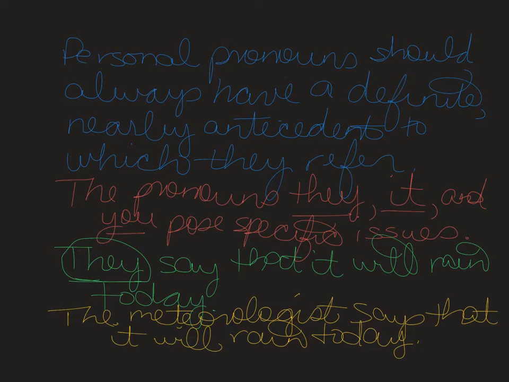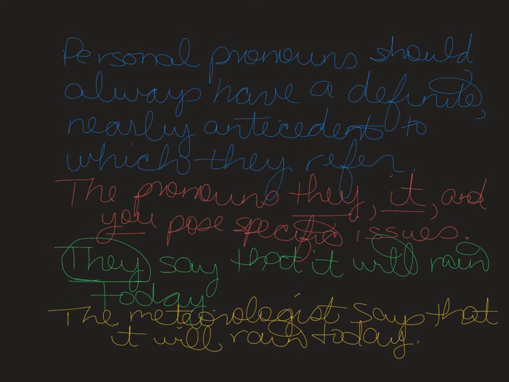Today our lesson is on the indefinite use of the personal pronouns it, they, and you. As we have spoken about before, personal pronouns should always have a definite, nearby antecedent to which they refer. The words they, it, and you pose specific issues. Let's look at some examples here.